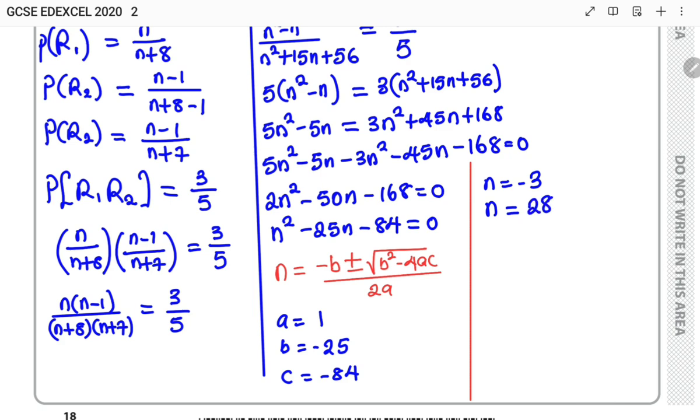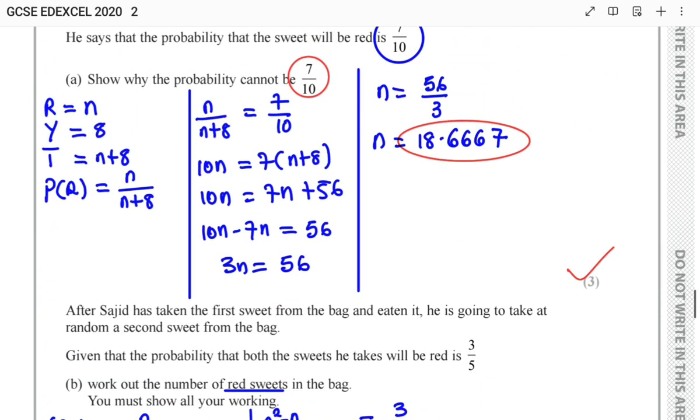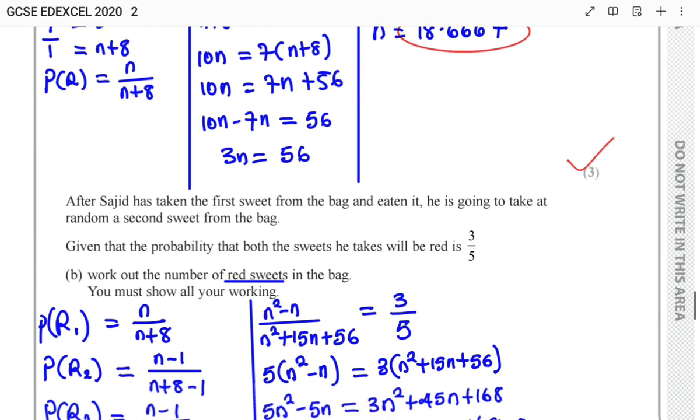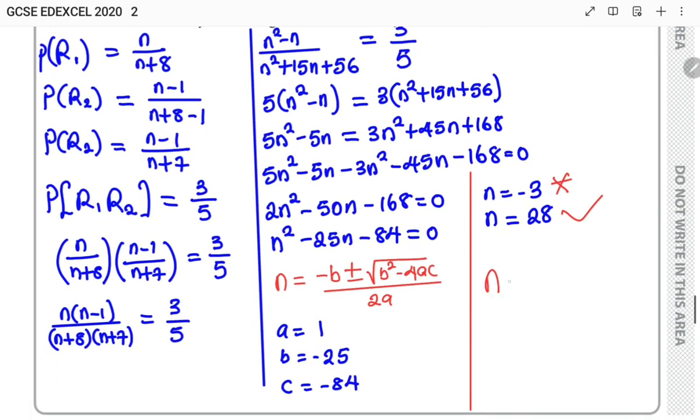Now, let me tell you something. You cannot have a negative number of sweets. It doesn't make sense. So, therefore, we cannot take this as our answer, but this is going to be our answer. That is n. And remember, we said n from the beginning is the number of reds, and we are asked to find the number of reds. So we found our answer. So therefore, n equals 28. So that is how simple it could get.